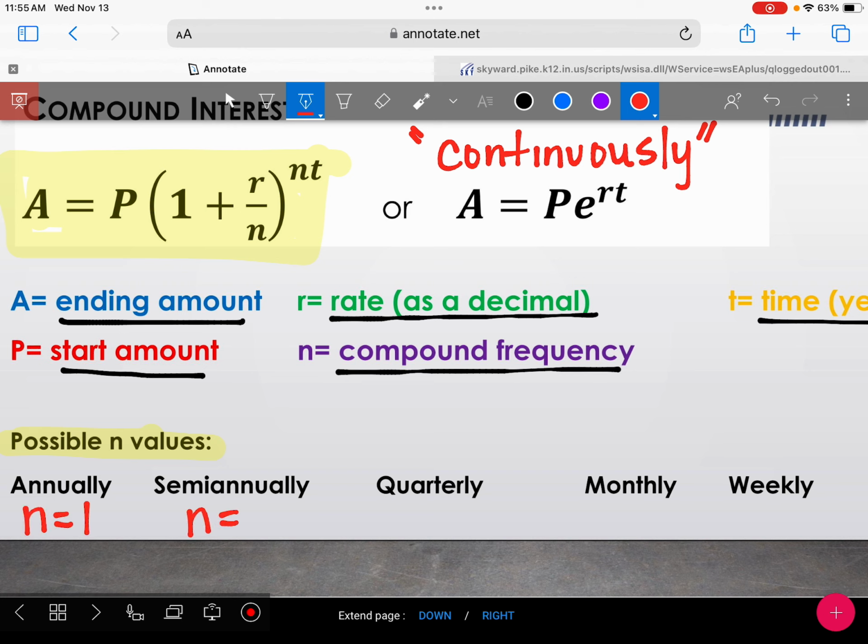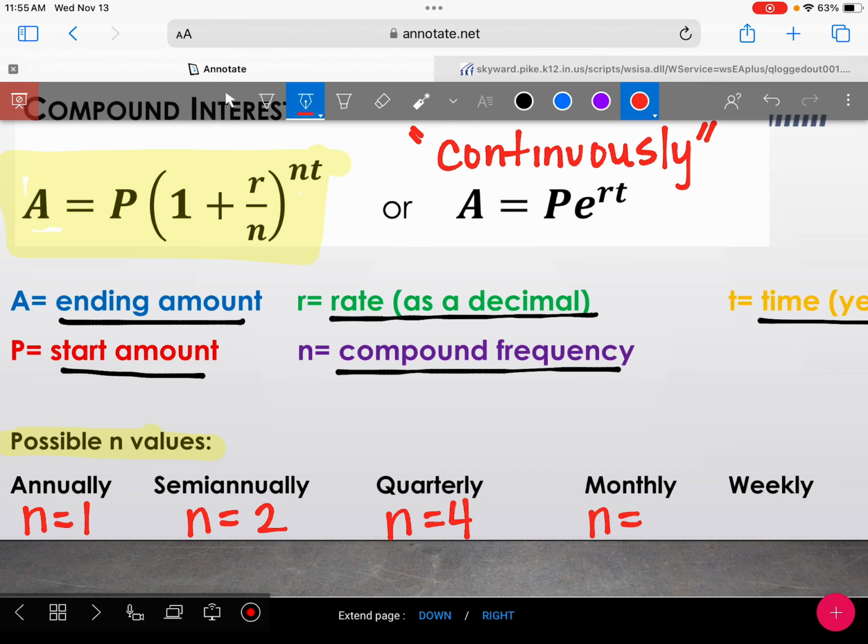What do you think semi-annually means? Twice a year. What about quarterly? 4. Somebody usually says 25 because a quarter is 25 cents. That's pretty good. I'm proud of y'all. It's 4.